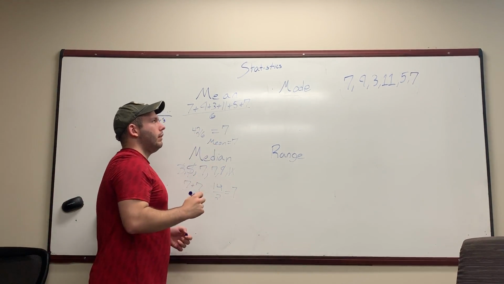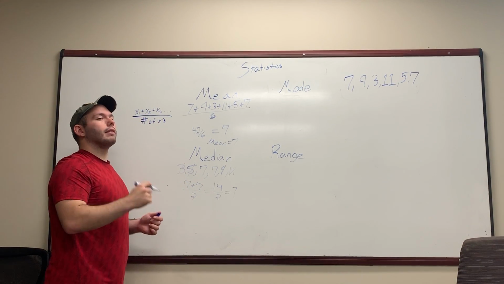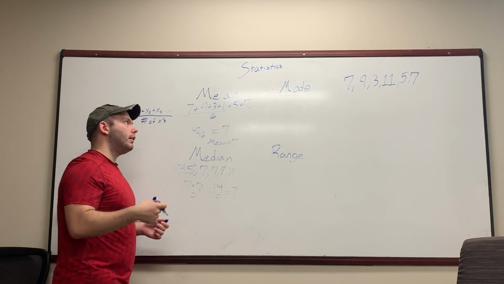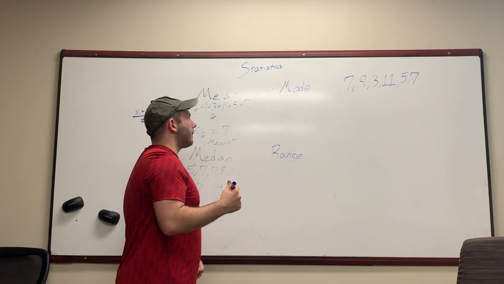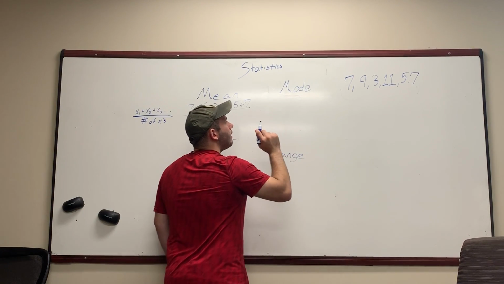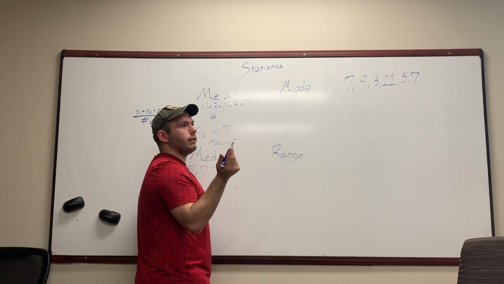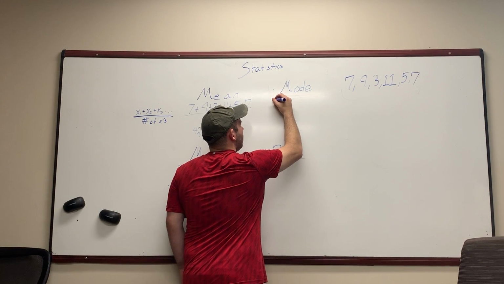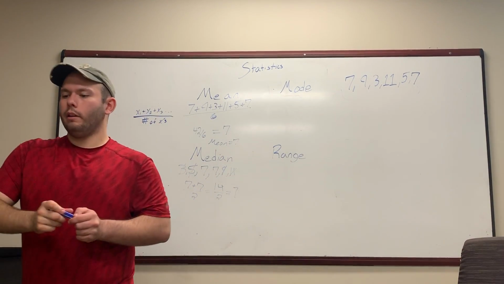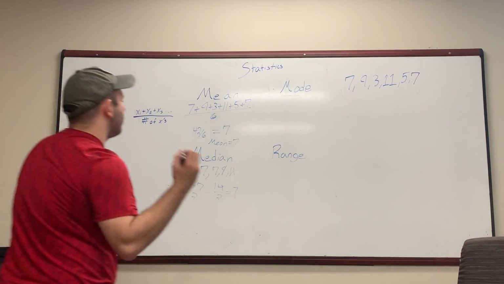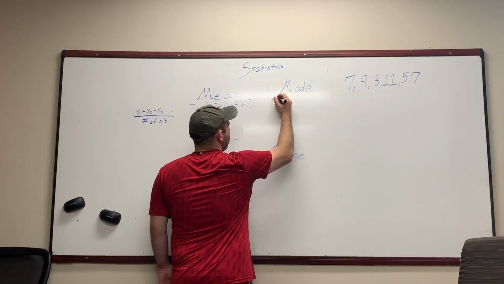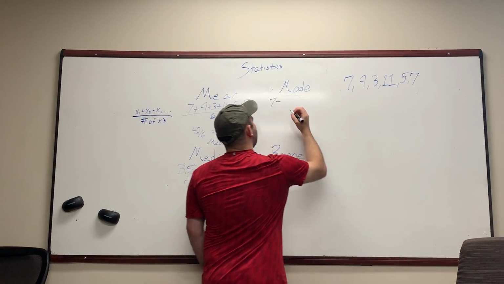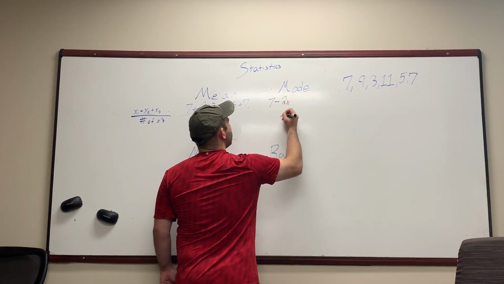Okay, let's move on to mode. So mode describes the most common number. It's the number that appears the most number of times. So again, for this one, we can count how many times a number appears. So, let's start with the first number, 7. Let me get a new marker because this one's running out of ink. 7. How many times does 7 appear in this data set? Well, it appears once, twice. So 7 appears 2 times.